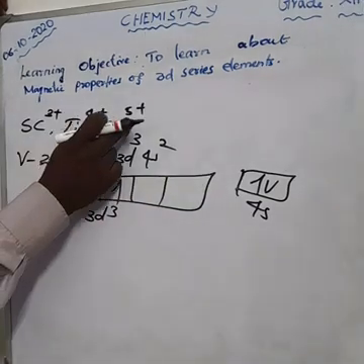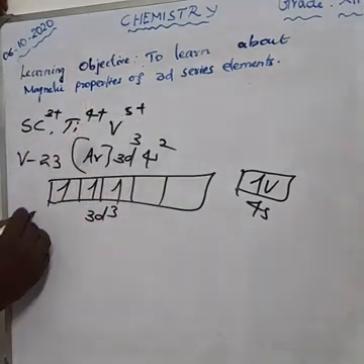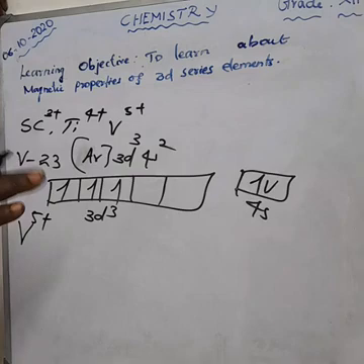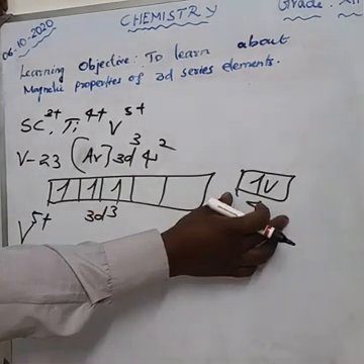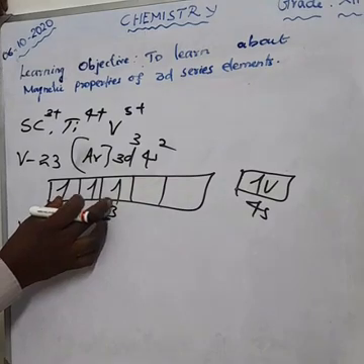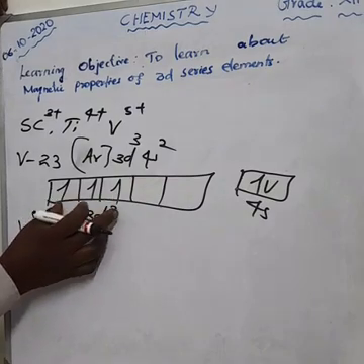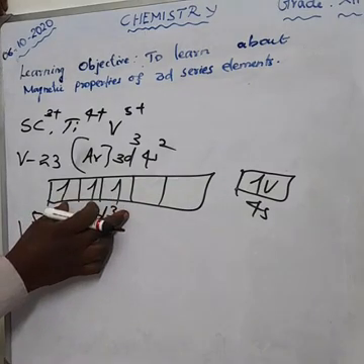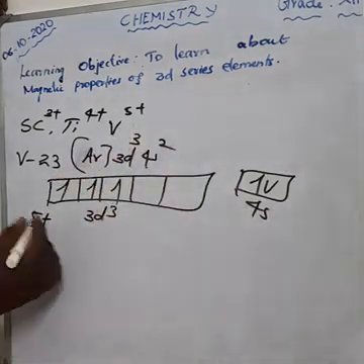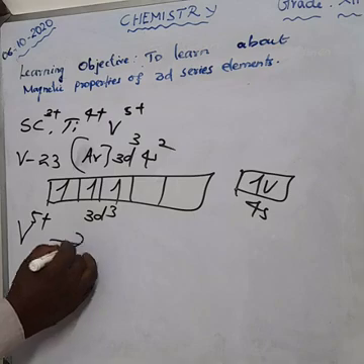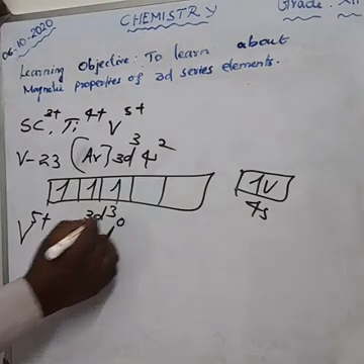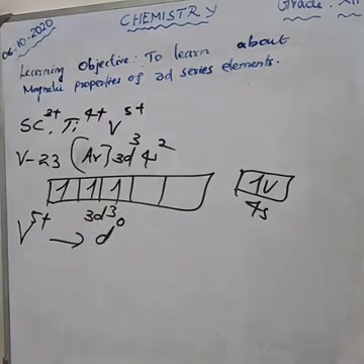It loses 5 electrons. That is vanadium 5+. 5+ means it loses 5 electrons. So 2 electrons are lost from 4s and 3 electrons from the d subshell. 3 plus 2, 5. Okay, that is V5+. What is the configuration? That is the d0 configuration. The question may be asked as a one-word question.